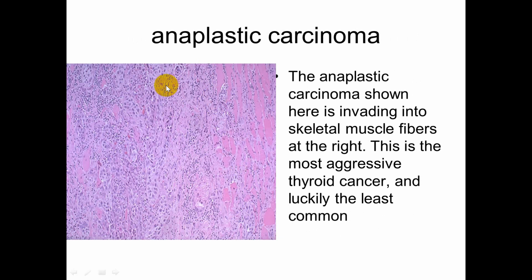These are the microscopic signs of anaplastic carcinoma. The anaplastic carcinoma shown here is invading into skeletal muscle fibers at the right. This is the most aggressive thyroid cancer and luckily the least common.